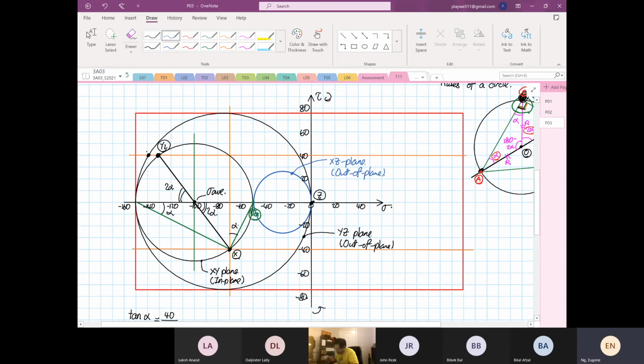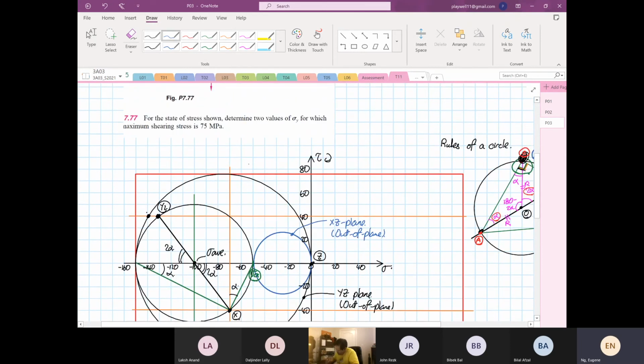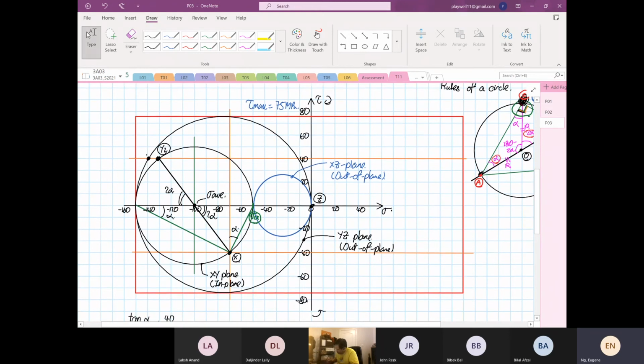Now this solution is valid because of this, okay? The tau max, maximum shear, is still equal to what? 75 megapascal. But the maximum shear occurs in the what? YZ plane. Now, some of you might wonder, Eugene, why did I start with this line? What if we join this at point X to point 0? Will the solution be valid?